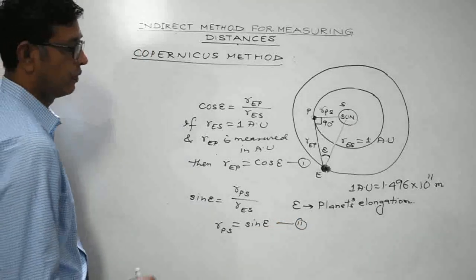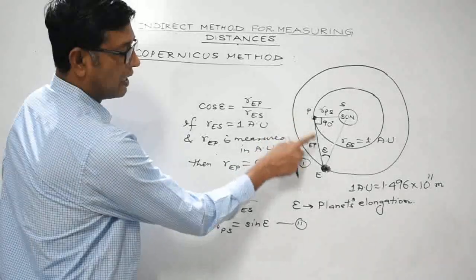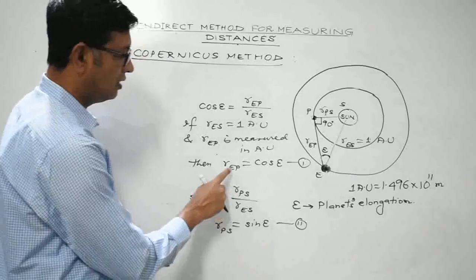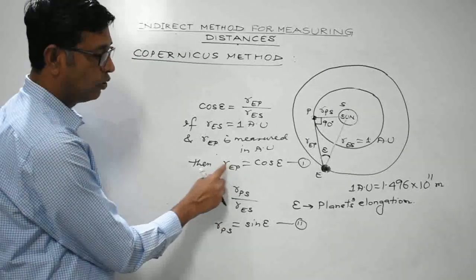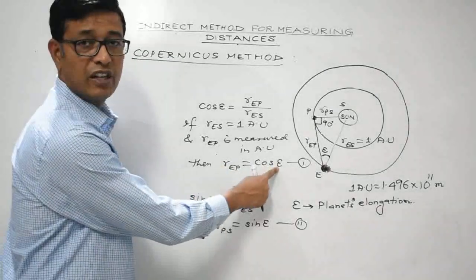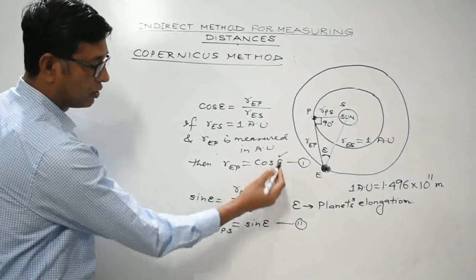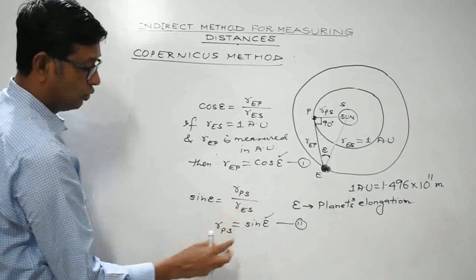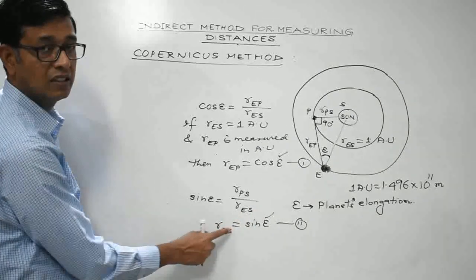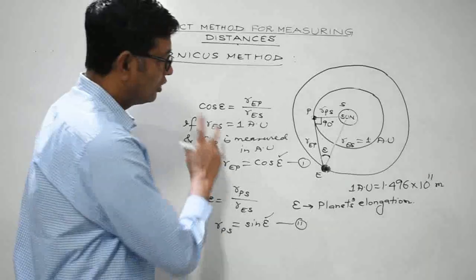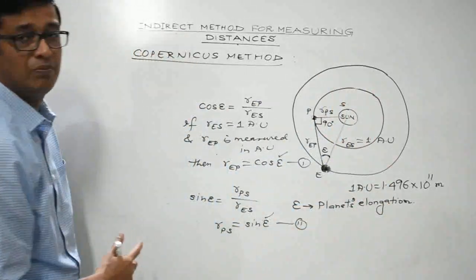Now look, if the distance of this planet from the Earth is known to us, it can be determined by laser method, then substituting the value of REP over here, the value of planet's elongation can be determined. And after finding the value of planet's elongation, substitute this value E over here. So the distance of the planet from the Sun can also be determined. Clear? So this was another indirect method.